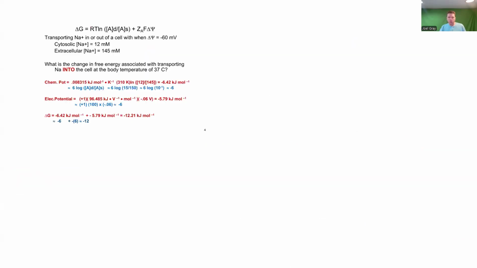Now, to look at some of these actual calculations, I want to work through this in a deliberate way. Everything's all up there, so if you want to visualize and jump ahead, you can. But this question gives us our equation. It says transporting sodium ions in or out of a cell when delta psi is -60. The cytosolic sodium concentration is 12 millimolar, so that's our source or our destination. Extracellular is 145 millimolar. That could be our source, that could be our destination. We don't actually have a question yet, but here is our question.